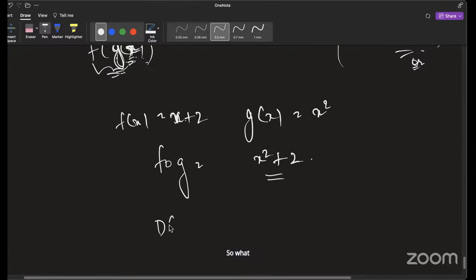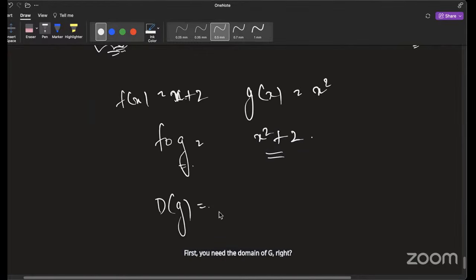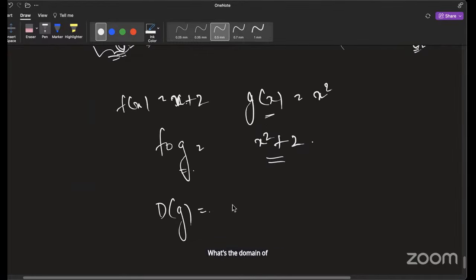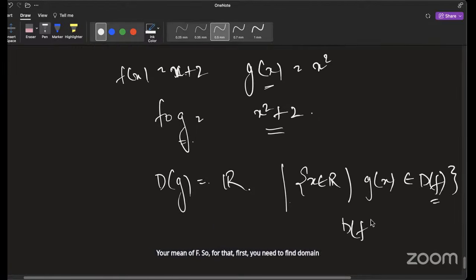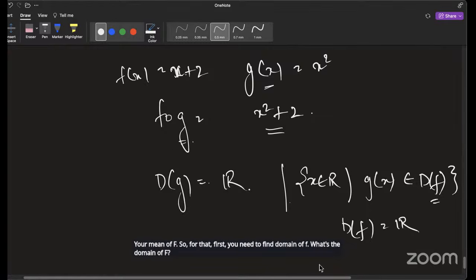So what's the domain of G here? First you need the domain of G, right? What's the domain of G? Real numbers. And then the other set was the collection of x belonging to R such that your g(x) is in the domain of F. So for that, first you need to find the domain of F. What's the domain of F? It's also R, right?